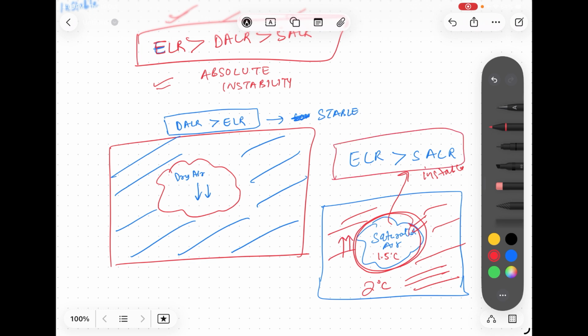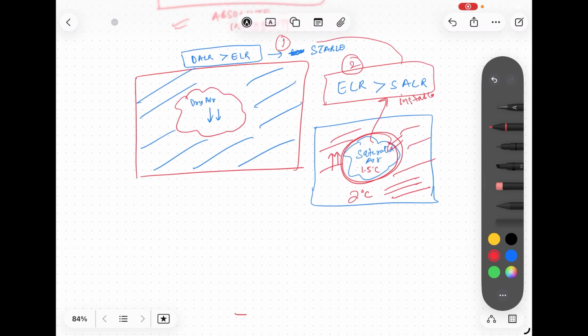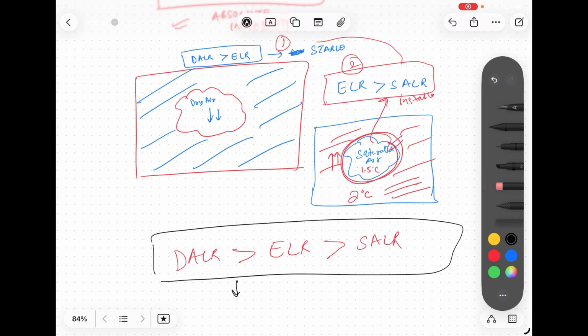So when I combine these two, 1 and 2, that means my DALR is more than ELR, that is my stability. But ELR is more than SALR, that is instability. So this is known as conditional instability, because half is stable, half is not.